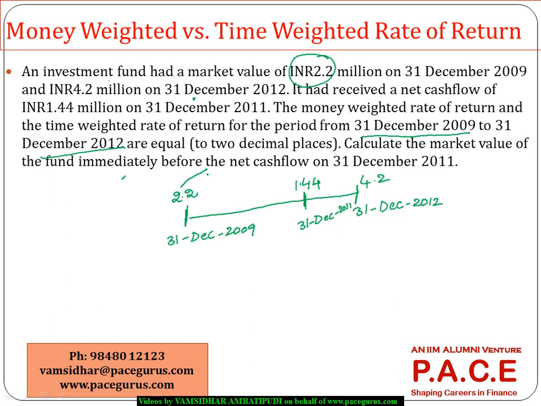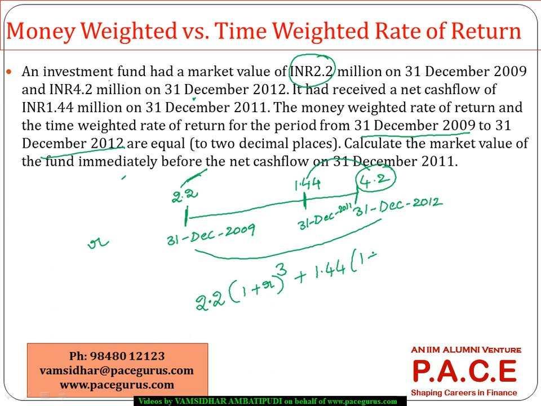So how do I compute the money weighted rate of return in this case? 2.2 invested for 3 years and 1.44 invested for 1 year at some rate of interest R has resulted in 4.2 net at the end of 3 years. That is how we compute the money weighted rate of return equation. So it's as good as writing 2.2 into (1 plus R) whole cube, plus 1.44 into (1 plus R). This is what is resulting in 4.2.